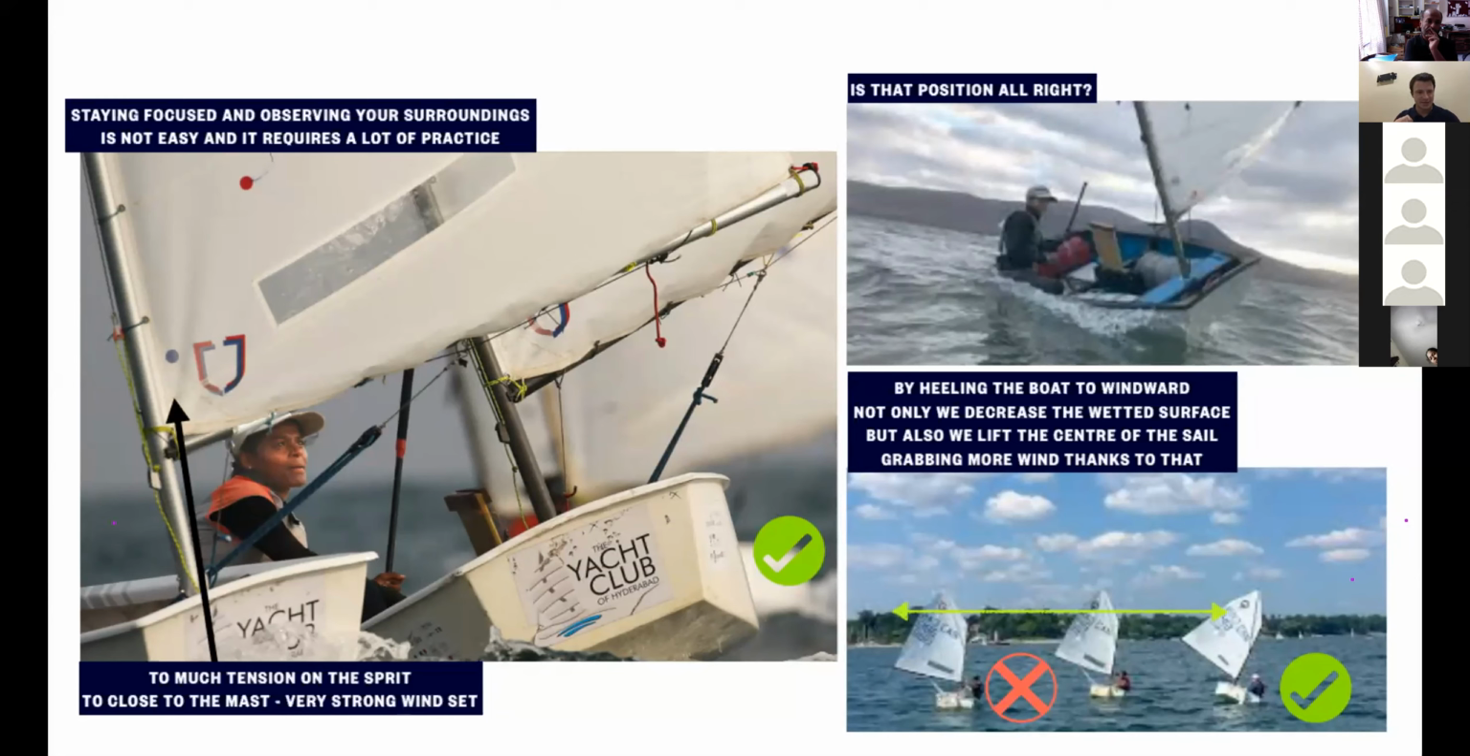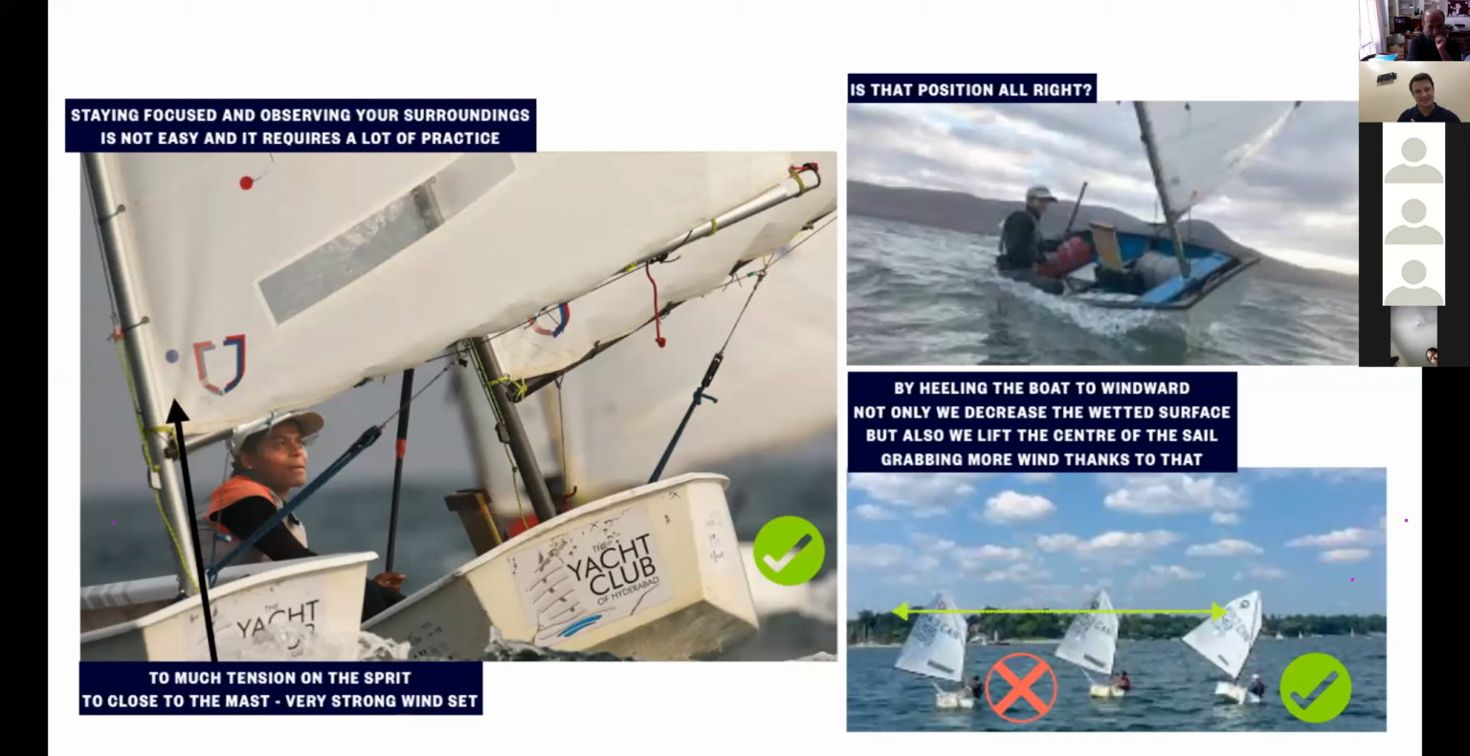As you can see, the girl over there, our friend sailor, is actually looking at it. So the heel is there, and she's also looking at the sail, probably trying to figure out what's the best now. And the comment below: too much tension on the sprit, too close to the mast, very strong wind set. So I'm just giving you an example of what I mean by tight, too tight, right?